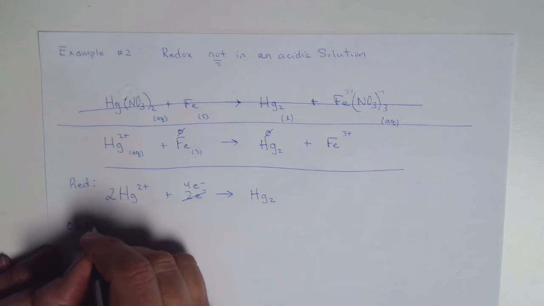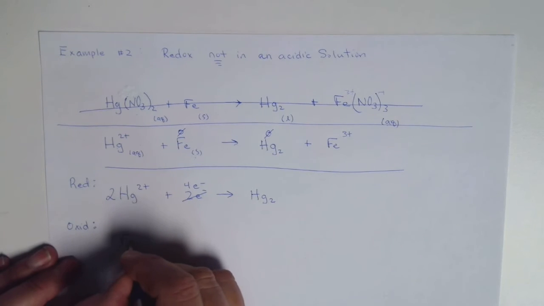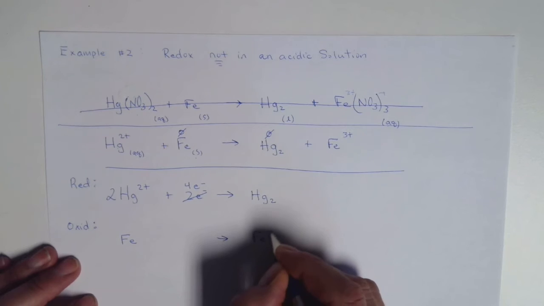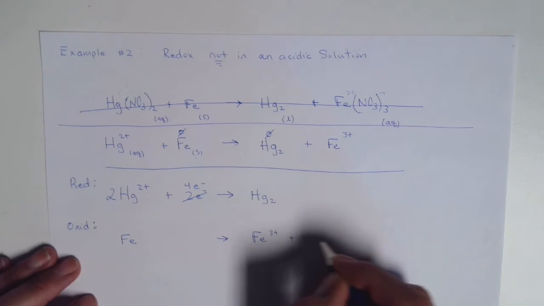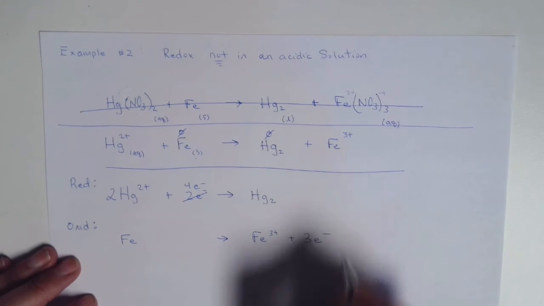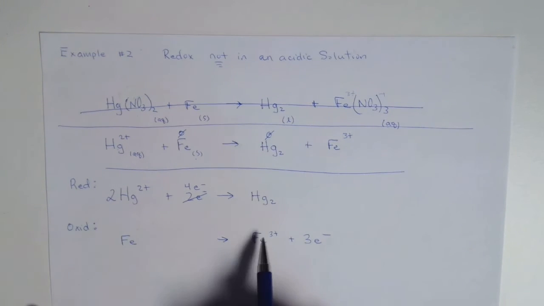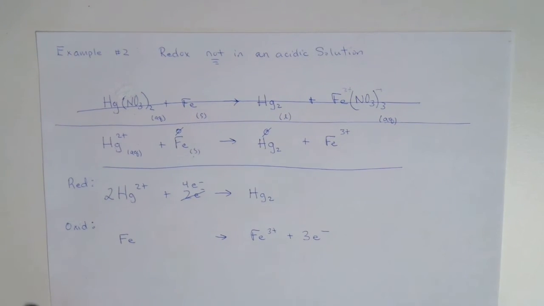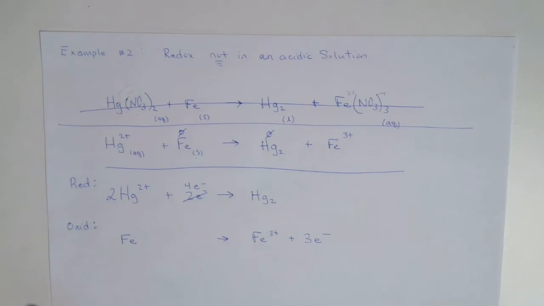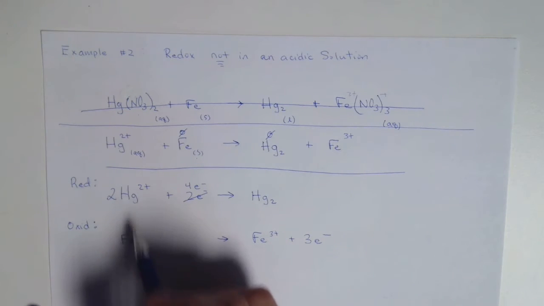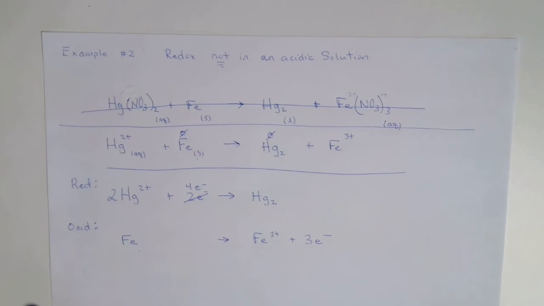Oxidized, we have iron, it's at 0, and it goes to iron 3 plus. So we have 3 electrons lost. Nice. And let's check it out. I have 1 iron and 1 iron, so I don't need any coefficients, and I don't need to apply anything in that half reaction. We can then go on to the next step, which is balancing the 2 half reactions' electrons to one another.